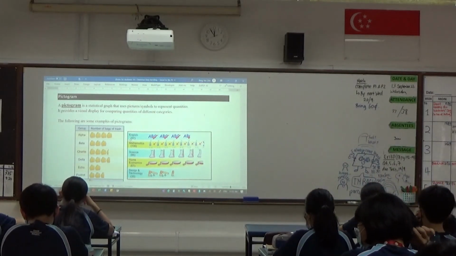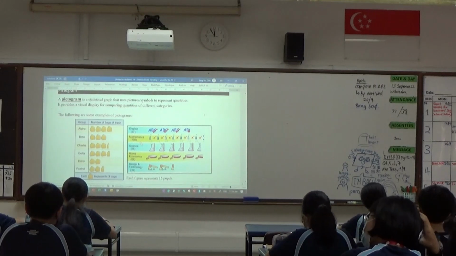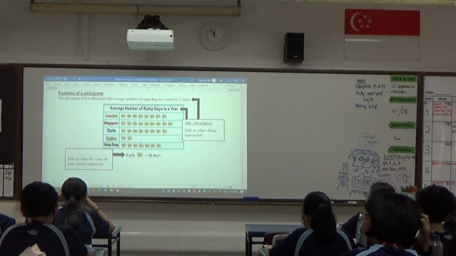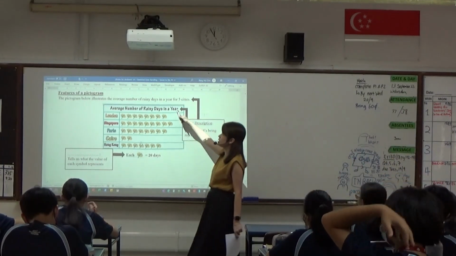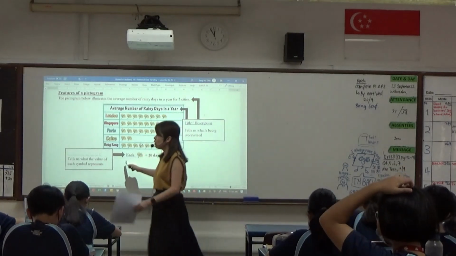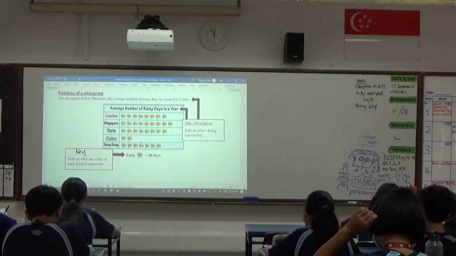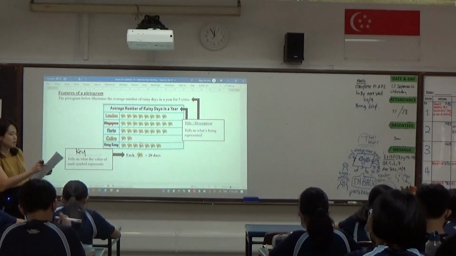Then for pictogram, it is a statistical graph that uses pictures or symbols that represent quantities. So the features of a pictogram are such that you have a title and sometimes a description. And then over here, you have a key that tells you what each symbol actually represents.